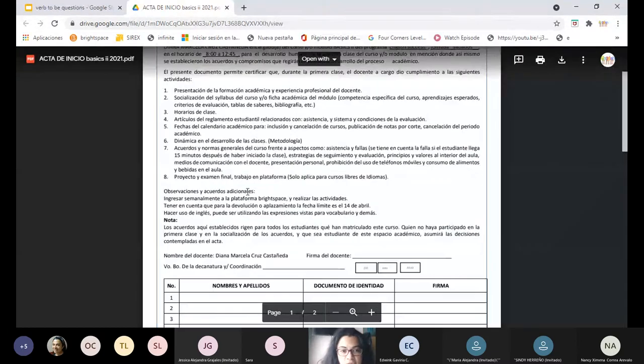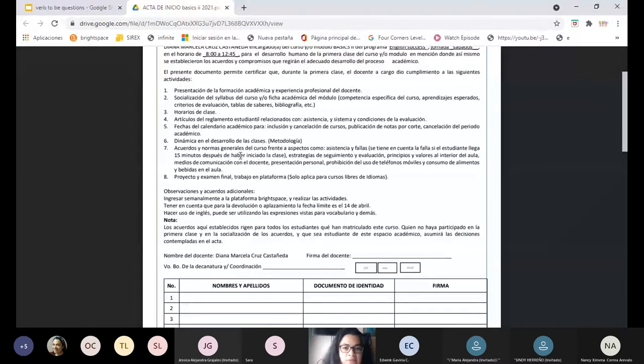Like, for example, the schedule, the syllabus, all the information about the classes, okay? And things that we need to remember. Cosas que de pronto dijimos adicionales a lo que está aquí. Remember, we're going to ingresar semanalmente a Brightspace. Yes.